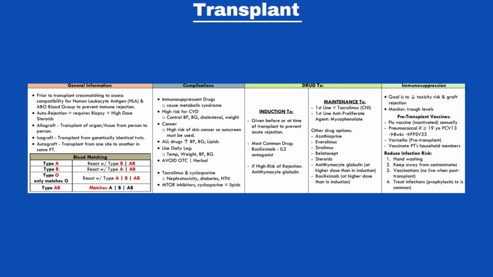So, when we are treating these patients, we first start off with the induction treatment, given before or at the time of transplant to prevent any acute rejection. The most common drug is basiliximab, which is an IL-2 antagonist. If there is a high risk of rejection, then an anti-thymocyte globulin is given.